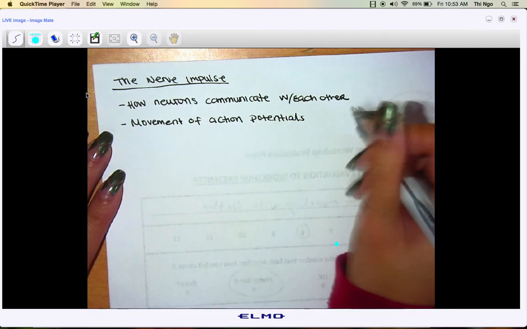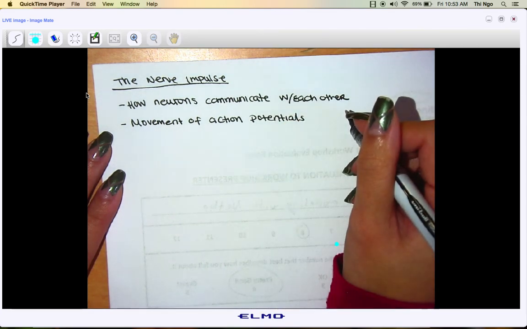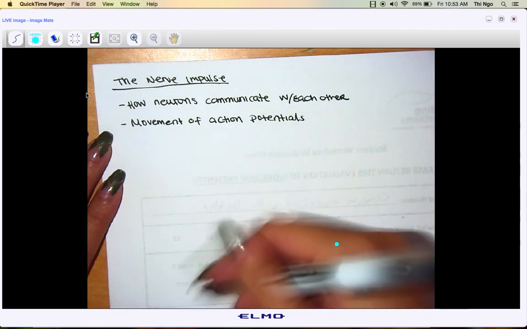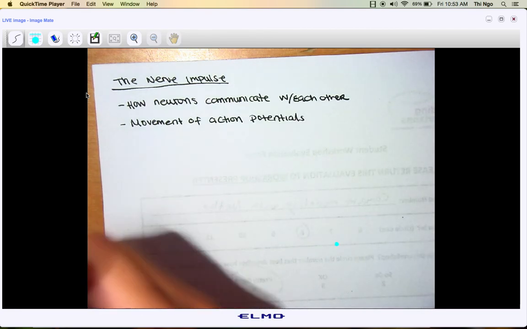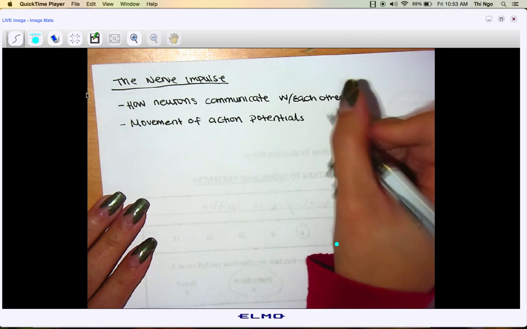I know it's in the notes, but you tell us again what action potential is. Yeah, I'll explain it when we draw it. So it's the movement of action potentials along a nerve fiber.